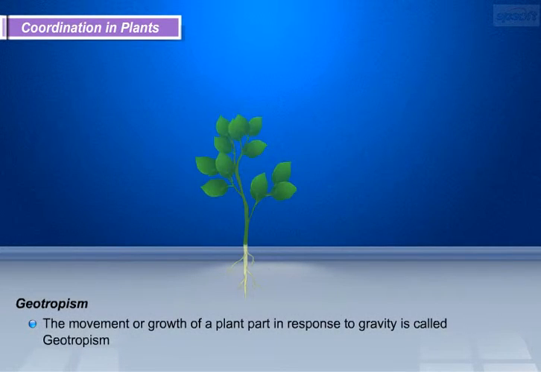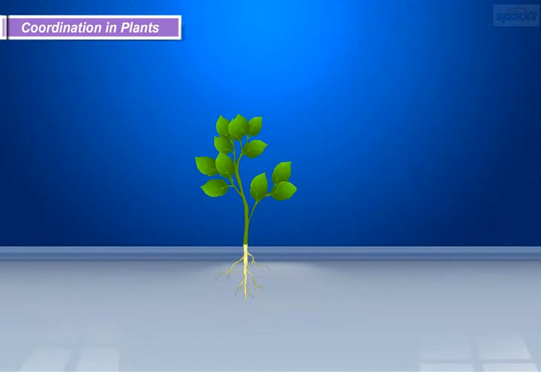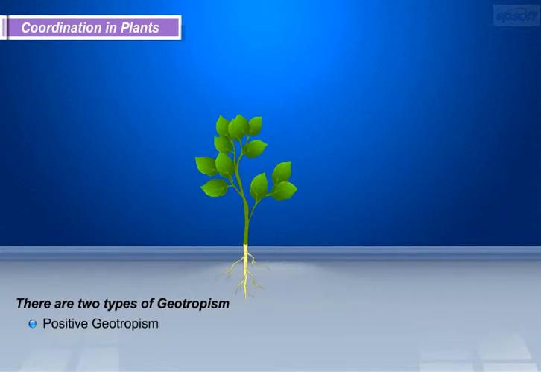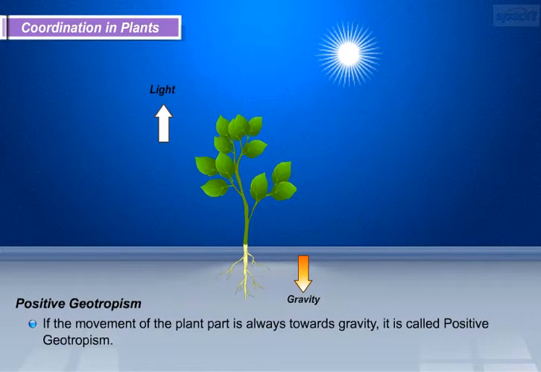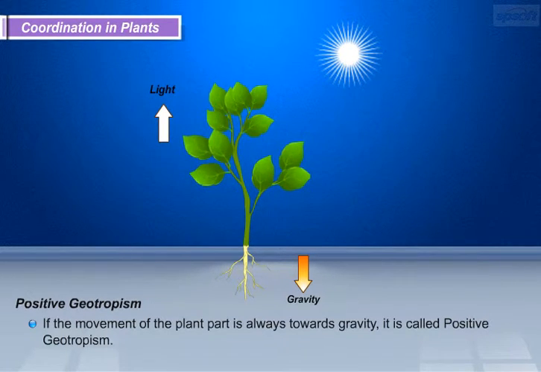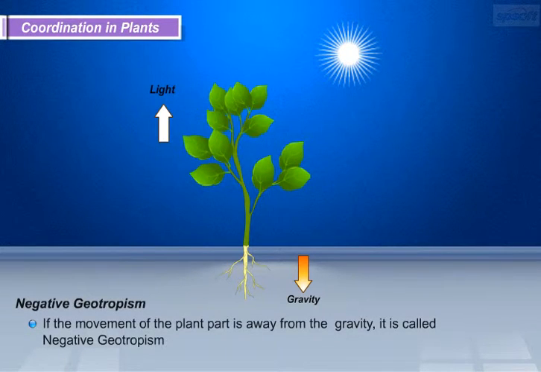Geotropism. The movement of a plant part in response to gravity is called geotropism. There are two types of geotropism. They are positive geotropism and negative geotropism. Positive geotropism: if the movement of the plant part is towards gravity, it is called positive geotropism. Since the movement is towards gravity, that is away from the light, it is also called negative phototropism.